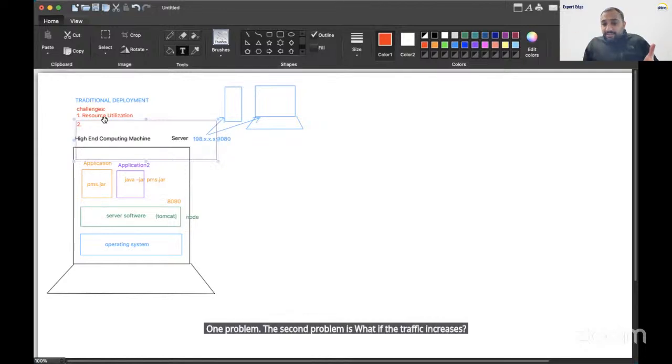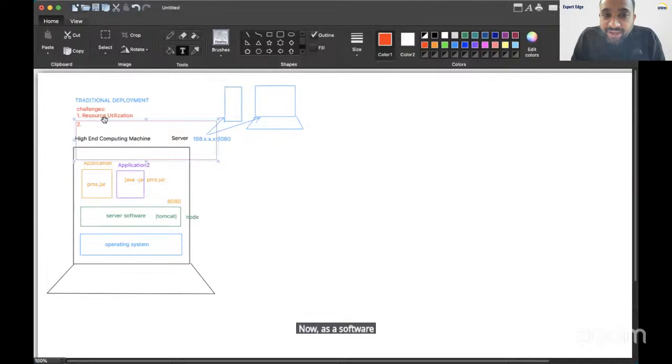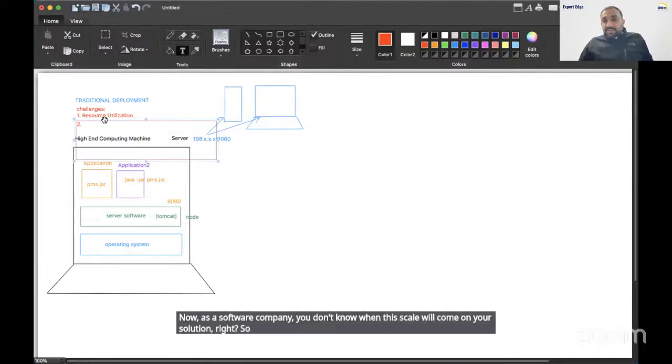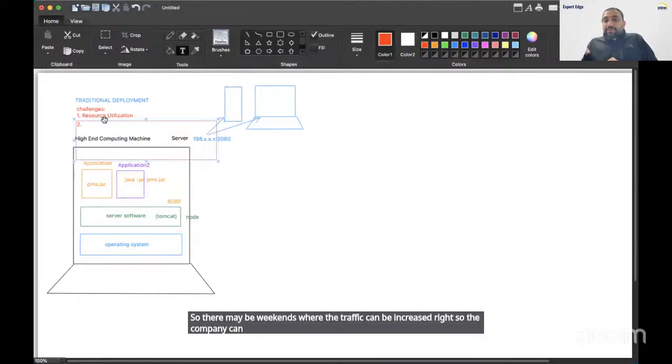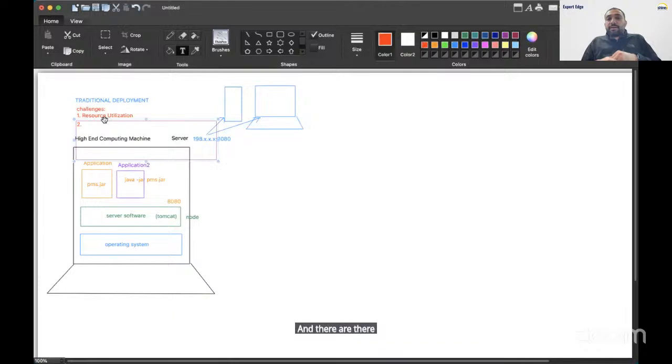Now, as a software company, you don't know when the scale will come on your solution, right? So as I said, we are just considering a scenario of the end of reason sale or the Republic Day flash sale, right? At that particular instance of time, the traffic will be increased. There may be weekends where the traffic can be increased, right? So the company can do a prediction, but you never know when the traffic will go up or down. And there are times when the traffic is very low as well.